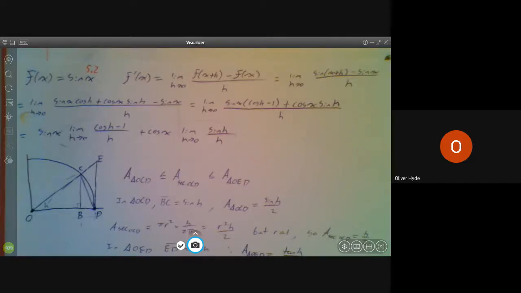The problem is that by not having that lesson, we no longer have a proof for our two most important trig derivatives, the derivative of the sine function and the derivative of the cosine function. So I want you to see a proof of that. You are not required to reproduce this.